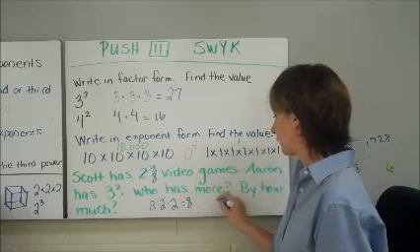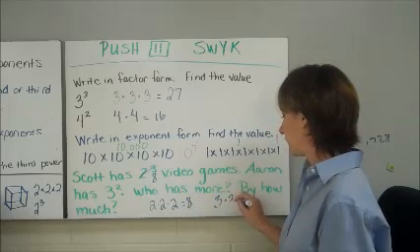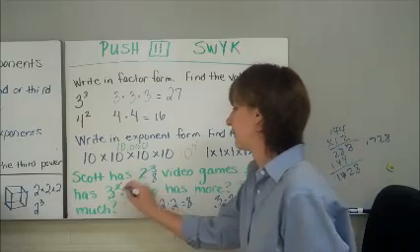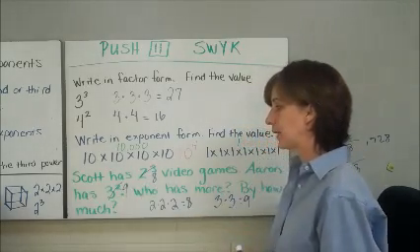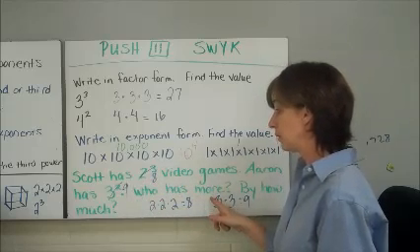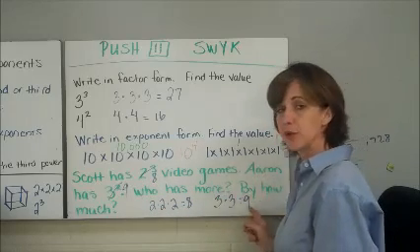Aaron has 3 squared, which means 3 times 3, which is 9. Now rewrite it and you can quickly answer it. Scott has 8 video games, Aaron has 9. Who has more? Aaron. By how much? 1.